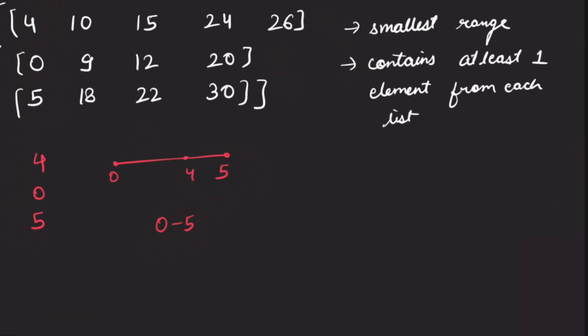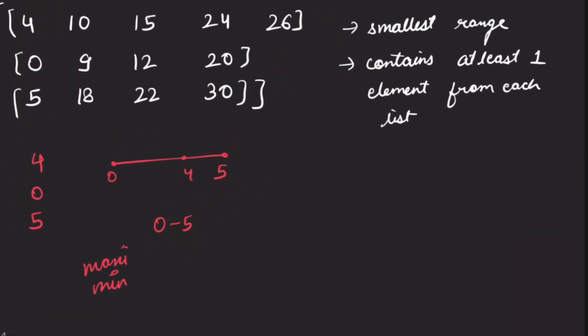Now if you closely look here, what we did was that whatever were our minimum and maximum element, that became our range. 0 was the minimum element and 5 was the maximum element. So this became our range. We considered the maximum element and the minimum element. Now what will be our range? Our range will be the difference of maximum minus minimum. So in this case it is 5 minus 0, which is 5. So 5 is our range, right?